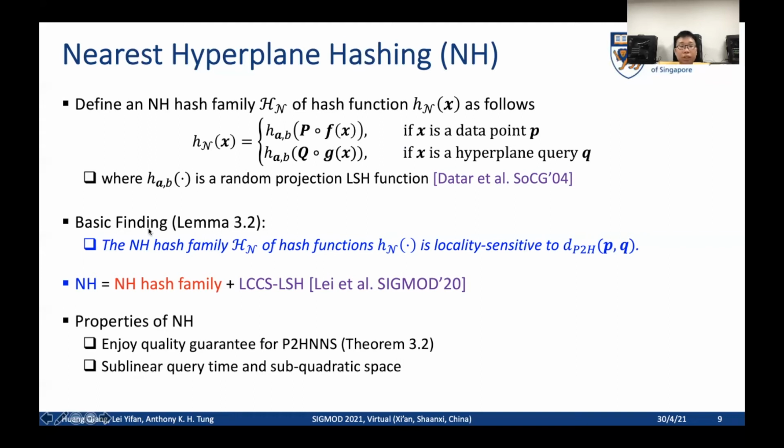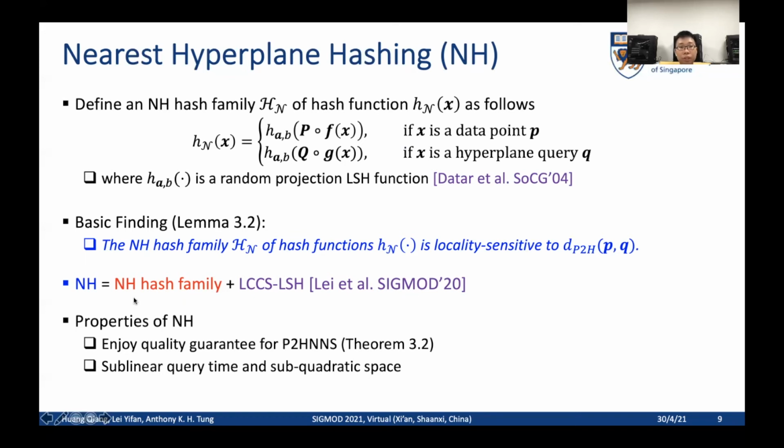A basic finding in this paper is that we formally demonstrate that the NH hash family of the hash function H_N is locality sensitive to the point-to-hyperplane distance. The NH scheme is quite straightforward. It can be considered as the NH hash family combined with a state-of-the-art point-to-point nearest neighbor search scheme called LCCS-LSH, which we published in SIGMOD 2020.